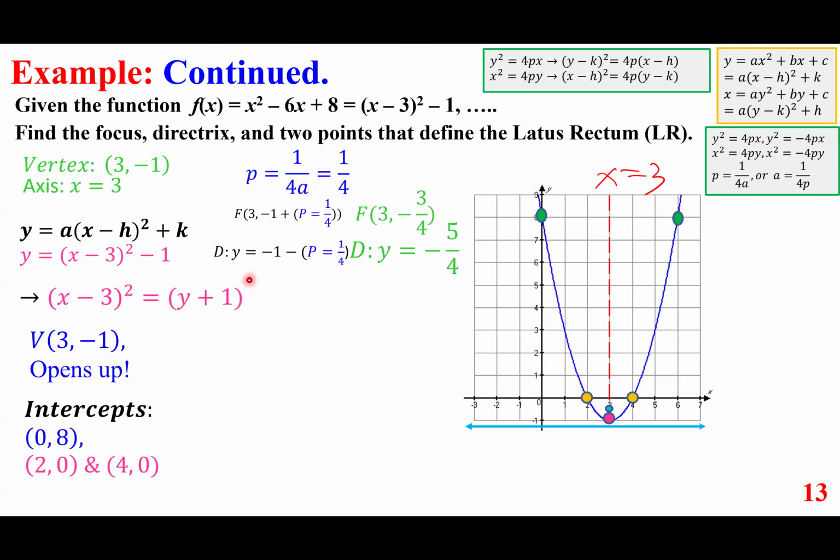So if we want to go with the format in this case, remember y is x minus 3 quantity squared. We say x minus 3 squared is y plus 1. That's how we write that now in this format. That's the format we are referring to.